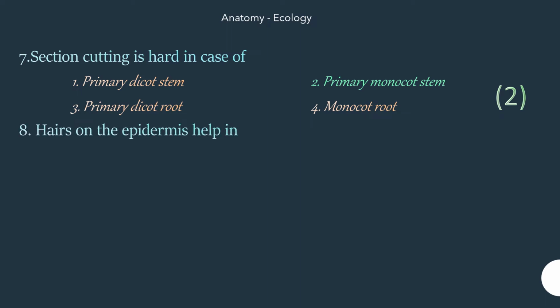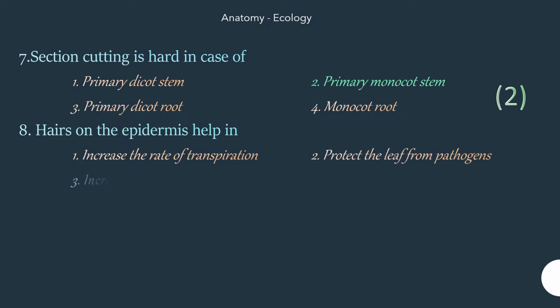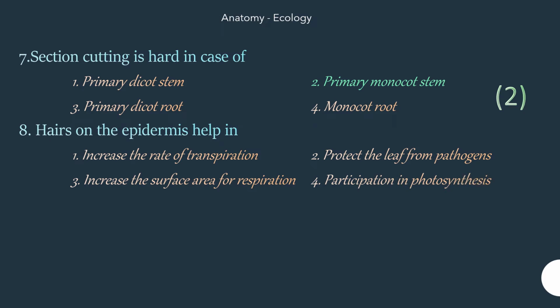Hairs on the epidermis help in: increasing the rate of transpiration, protecting the leaf from pathogens, increasing the surface area for respiration, participation in photosynthesis. The answer is 2. Hairs on the epidermis help in protecting the leaf from pathogens.